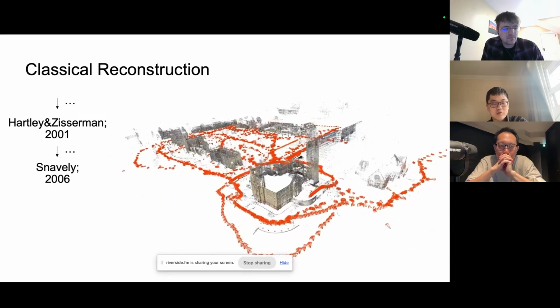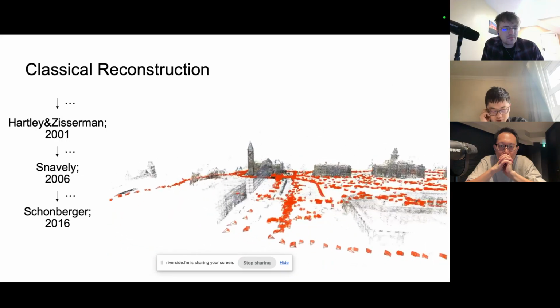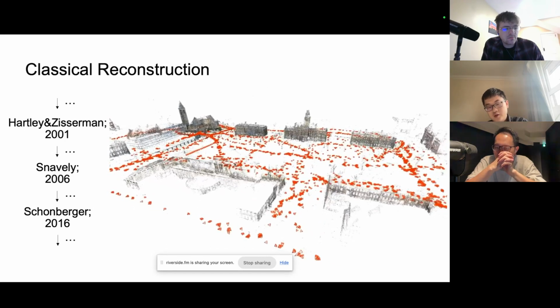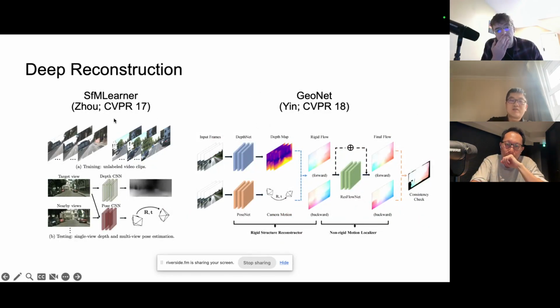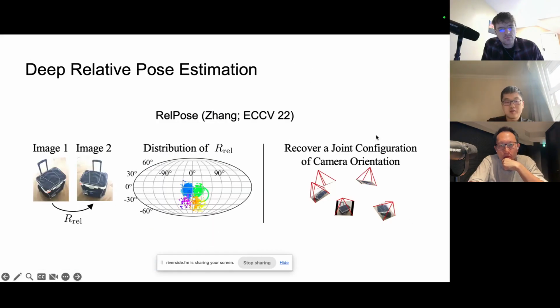Basically, reconstruction is quite an old problem in vision. I think in robotics it's somewhat simplified because we have a lot of sensors that can be used there. But in vision, 3D reconstruction has been a very core problem for decades, from the very early research to the Hartley and Zisserman book to the recent COLMAP. After 2016, we had some trials to solve the reconstruction problem with deep learning methods like SfMLearner, GeoNet, our previous work DeepSfM, RelPose, or the more recent DUSt3R.